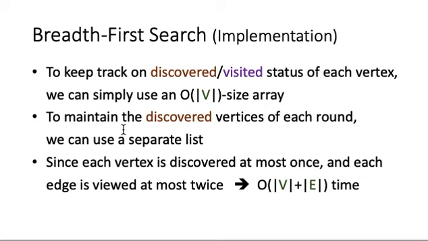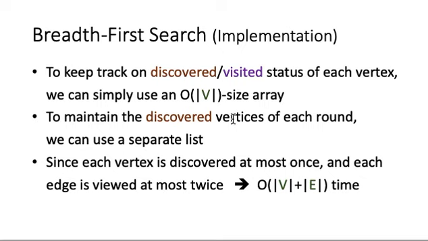And then, when we run the algorithm, we need to keep track of which vertices are discovered in a certain round. So we can actually use a linked list to do so. We can use a list for representing those vertices that are discovered in round 0, and then another list for round 1, another list for round 2, and so on and so forth.